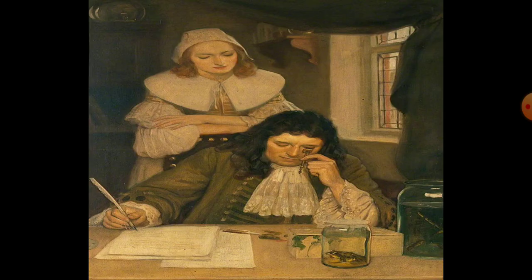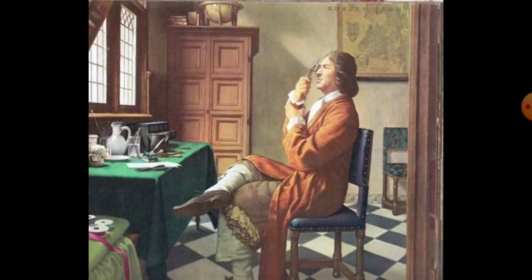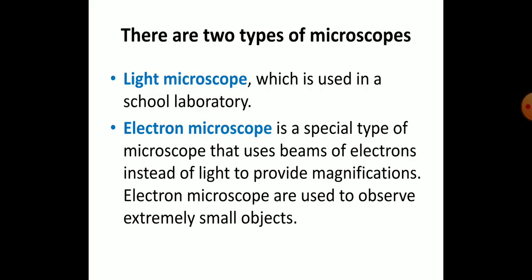He had keen interest in optical lenses and made the first simple microscope. He was also the first person to observe microorganisms with the help of a simple microscope. There are two types of microscope. First is the light microscope and second is the electron microscope. The light microscope is used in a school laboratory.